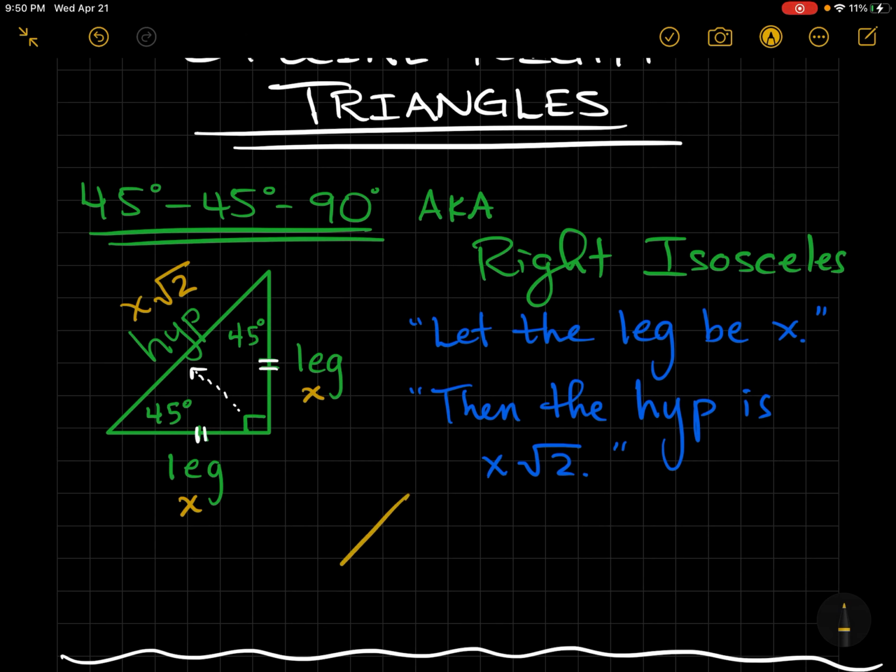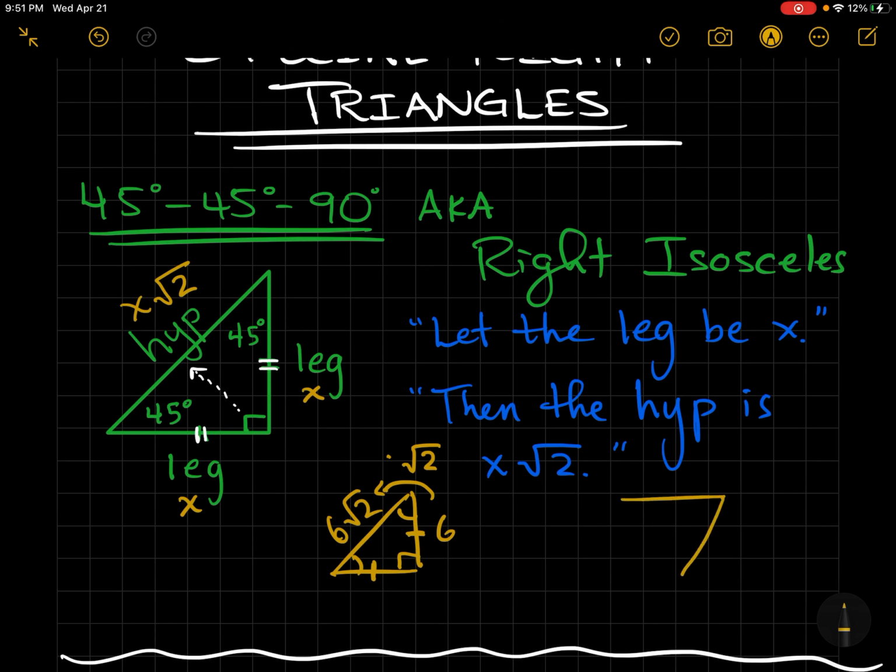So if this is a 45, 45, 90, like this one, if the legs are congruent, it's automatically 45, 45, 90. So if you know this is 6, just multiply by radical 2, and you get 6 radical 2.